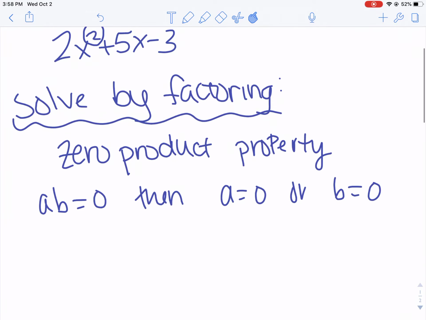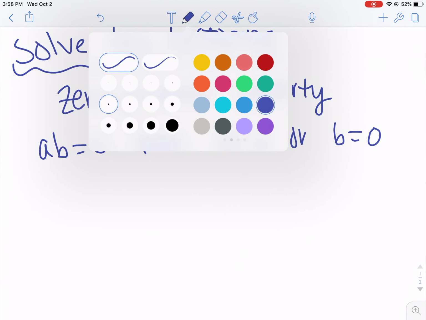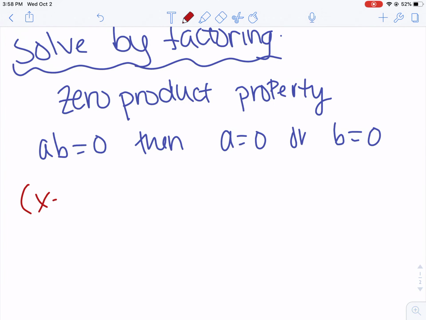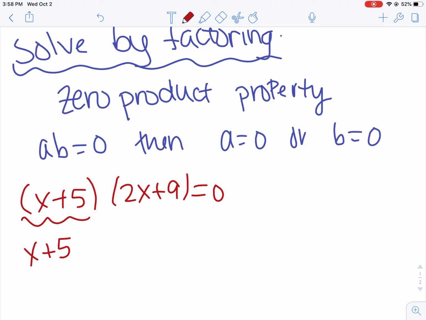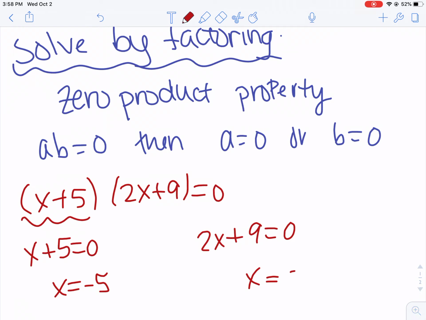What this is going to allow us to do is have, like, x plus 5 times 2x plus 9 equal to 0. We're going to be able to take x plus 5 and set it equal to 0, and 2x plus 9 and set it equal to 0. And then we can solve for x here, and we can solve for x over here. So that's if we are solving by factoring.